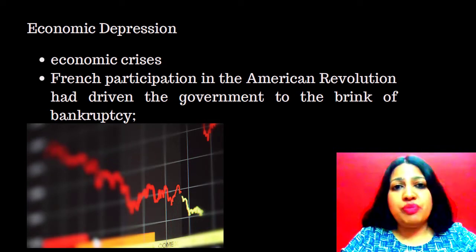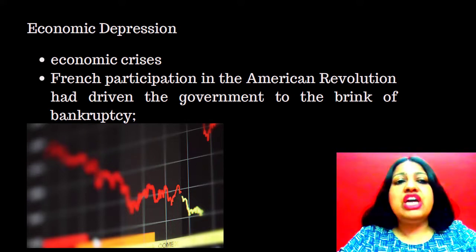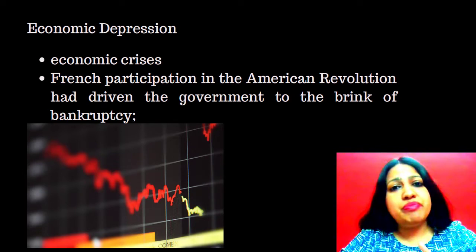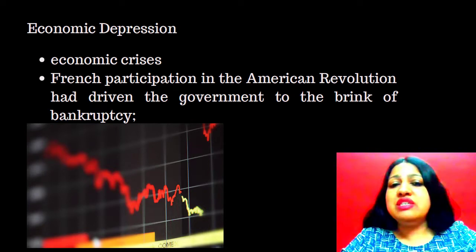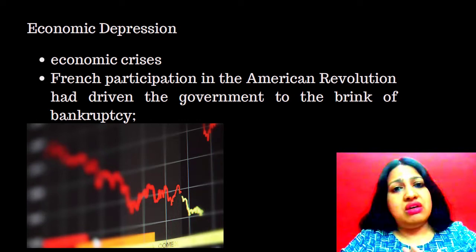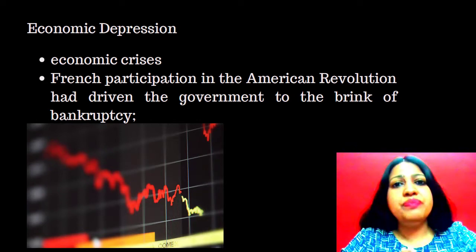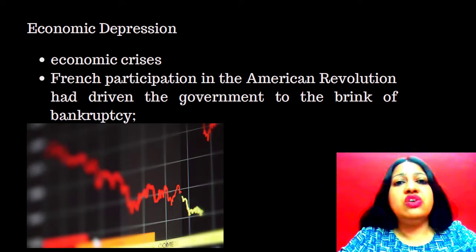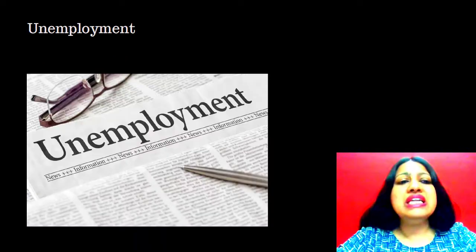So the next economic factor that led to the French Revolution was economic depression. Economic depression is nothing but the economic crisis that France saw. And what was the reason for this crisis? Mainly the French participation in the American Revolution. It had driven the government to the brink of bankruptcy. They had spent a lot of money due to their participation in the American Revolution. So because of this, they had to tax the nobility to get back that money. All this directly or indirectly led to economic depression, which also became a cause for the French Revolution.